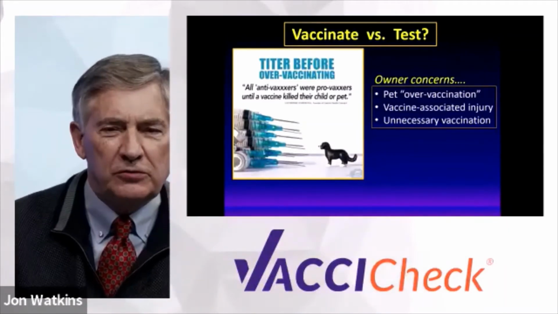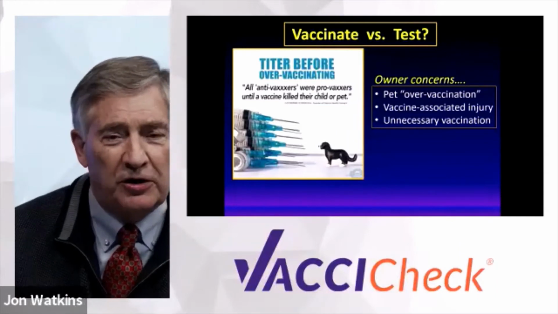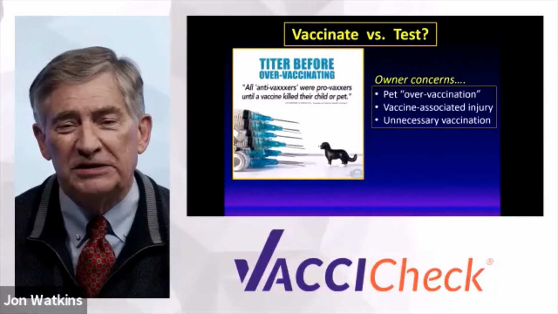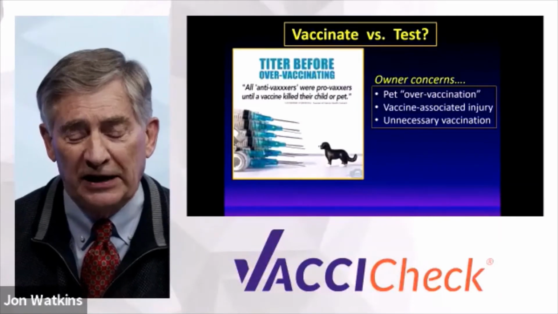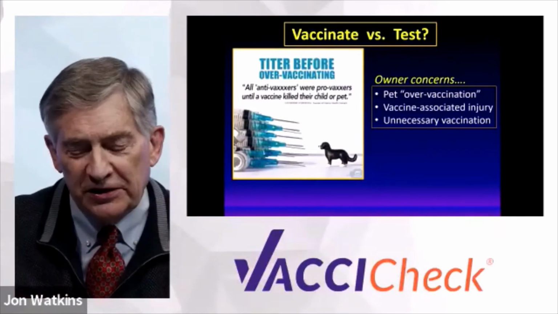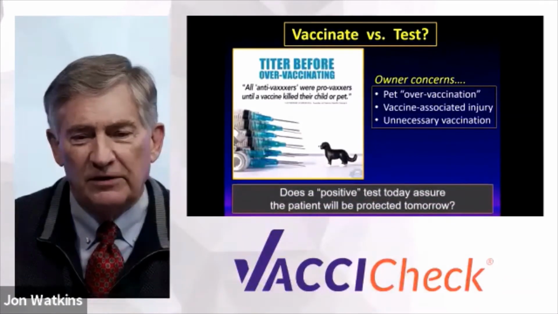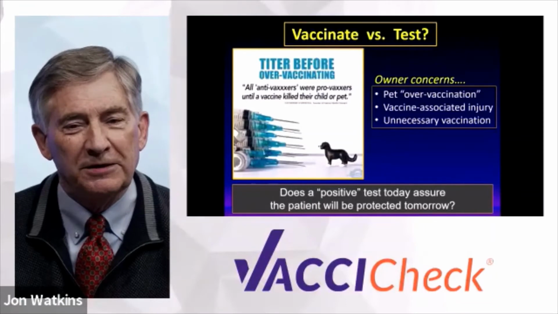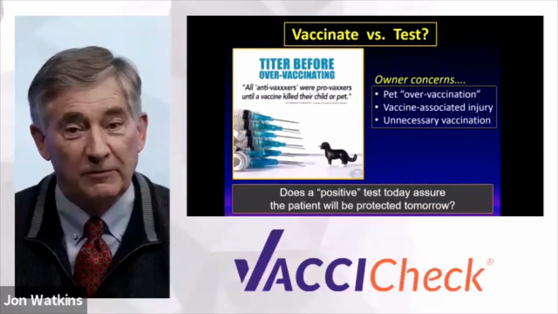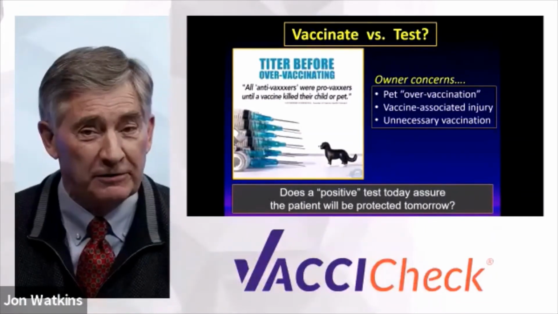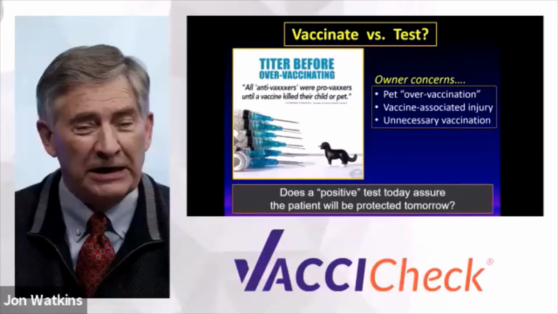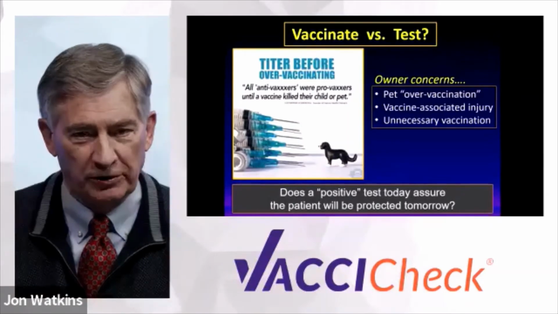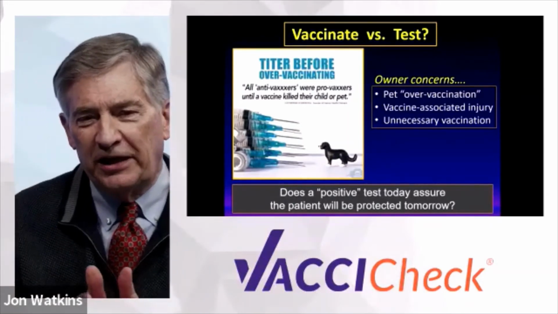If you do a test on a dog that's due for a booster, the owner would elect to test rather than just randomly vaccinate. The question that comes up is this: if the test is positive today, will it be protected tomorrow, or a year from now, or 3 years from now? In other words, does a positive test look forward? Now, I want to challenge your thinking on this.